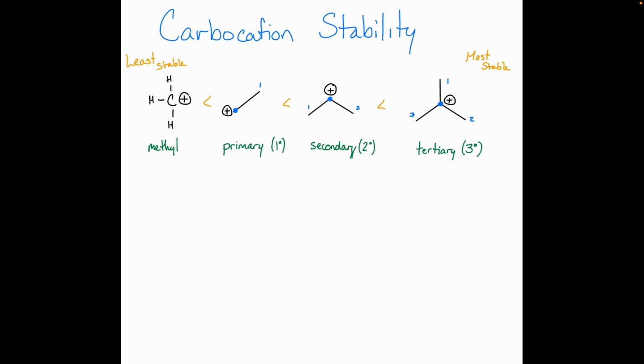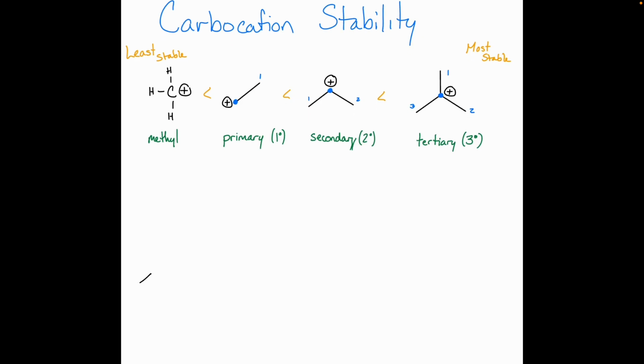All right, so let's look at our mechanism again. I have my alkene and my hydrohalogen. That first step is that double bond reaching out and grabbing that acidic hydrogen and breaking that hydrogen-chlorine bond. Okay? But just looking at this mechanism here, it could go one of two ways.